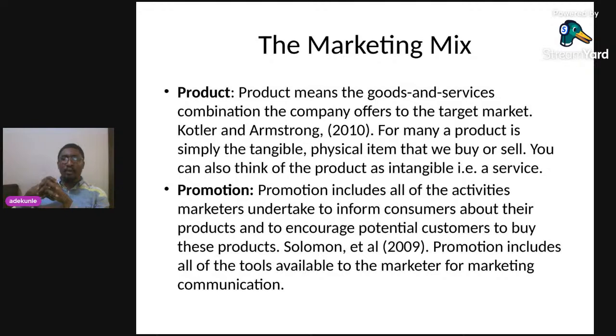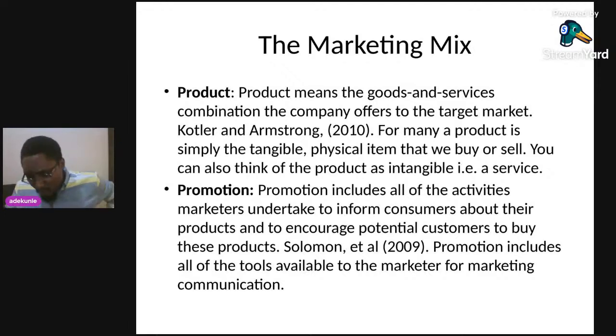Then you have what we call product. Like I said, there are different types of product earlier on. You can have an imitative product, you can have an original product, you can have an adaptive product. So product means the goods and service combinations that you are willing to offer to the market. For many, a product is simply a tangible physical item that they are willing to buy or sell. All right. So as you have products that are tangible, you have intangible products, which are services in nature.